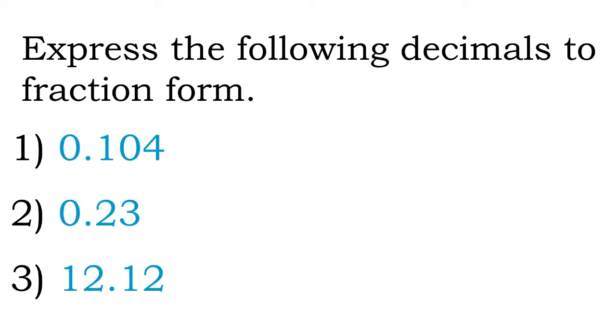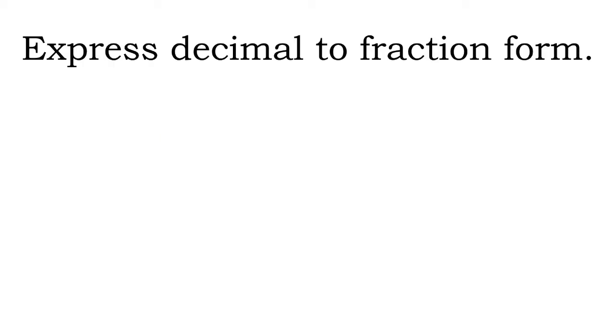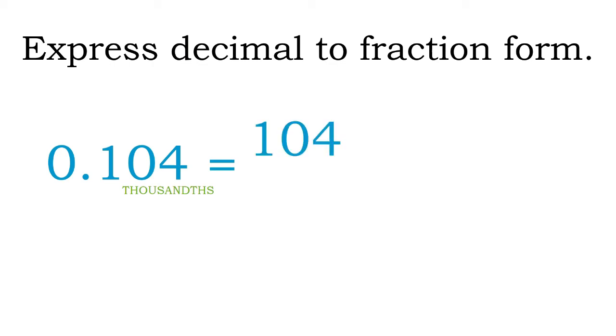Let us now answer the task. Let us now express 0.104 in fraction form. To do that, identify the last digit, which is 4. Identify its place value, which is thousands. Next, copy all the digits at the right side of the decimal point, which is 104, divided by 1000, since the place value of the last digit is thousands.